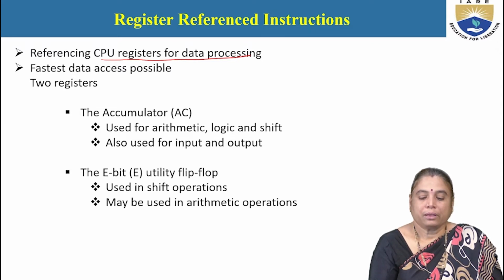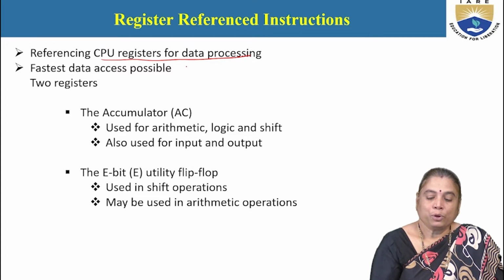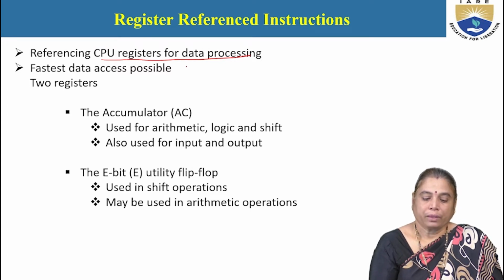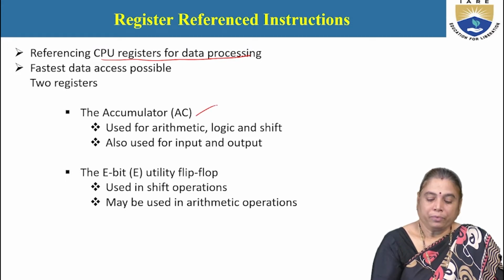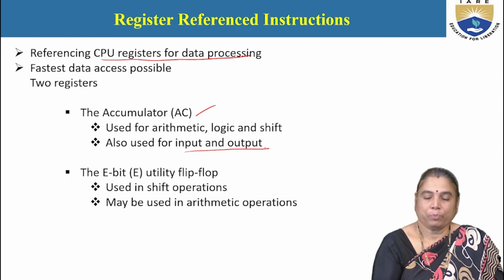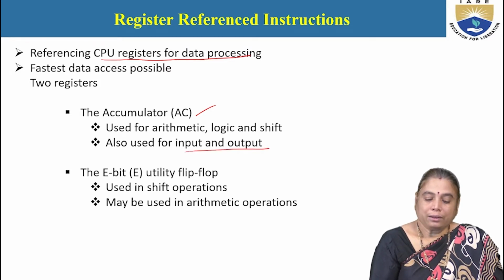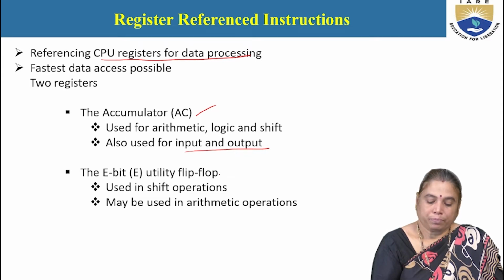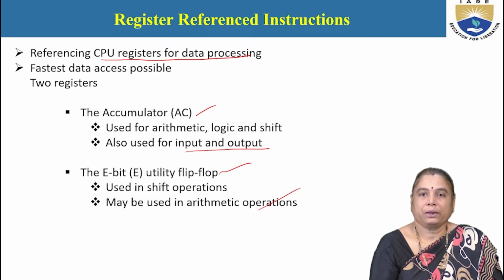A few data access possibilities are available in the register reference instructions. Two registers are majorly involved in these types of instructions. One is the accumulator, AC. It is used for arithmetic, logic and shift operations and also for input-output operations. The second register is the E bit, a utility flip-flop. It is used in shift operations, and may be used in arithmetic operations to store the extra bit or overflow bit generated as a result of arithmetic operations. These two are generally involved in the register reference instruction micro operations.